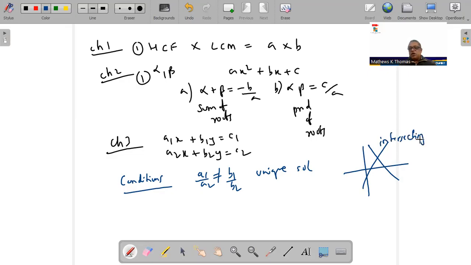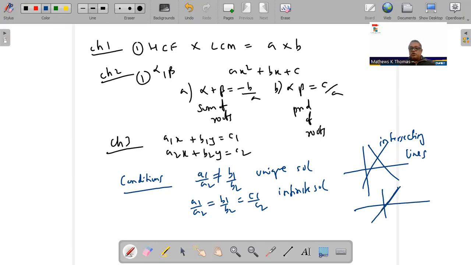So when you are doing a question and if A1 by A2 is not equal to B1 by B2, that is unique. Unique means it will be intersecting lines. If A1 by A2 is equal to B1 by B2 equal to C1 by C2, then this has infinite solutions. Infinite solutions. So when it is infinite, you will get two lines, one on top of the other, that is called coincident lines. These are coincident lines.